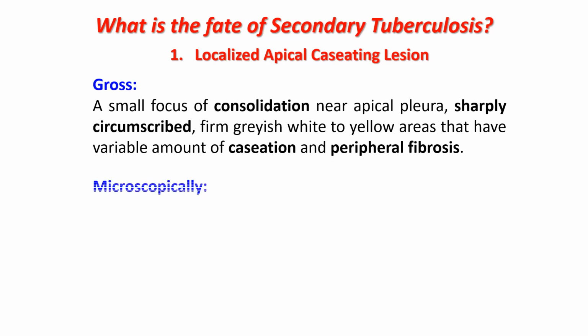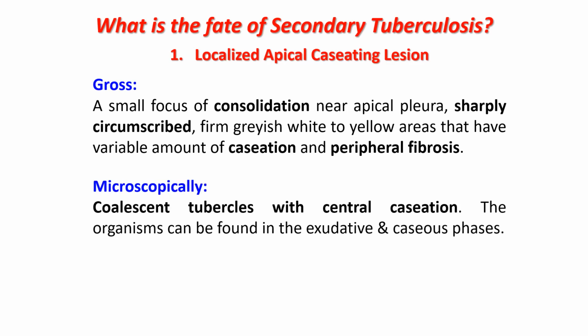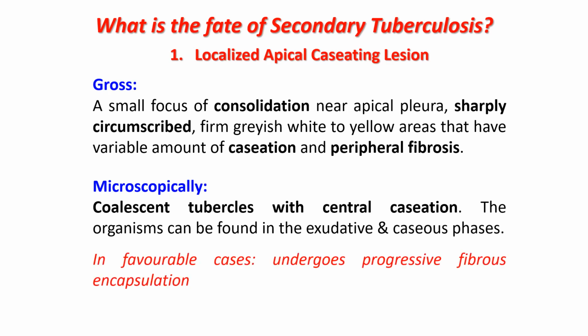First fate. Microscopically, there are coalescent tubercles, like fused tubercles, with a large central caseation. This caseation will undergo rapid cavitation and large cavity formation. In favorable cases, it undergoes progressive fibrosis and encapsulation. It's a good localization of the infection. Or it may progress.